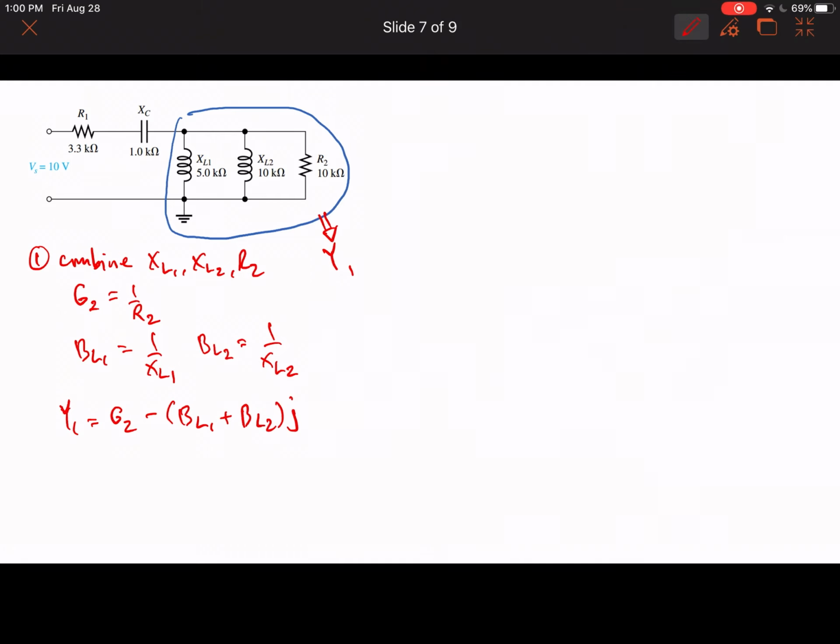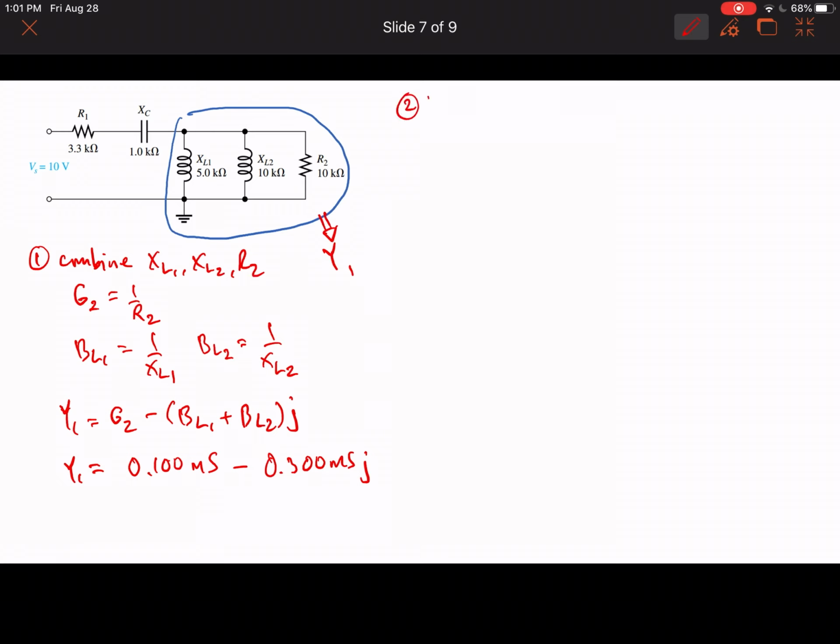Okay, so when we do that, again, you can do that in MATLAB if you wish. So we have 0.100 millisiemens minus 0.300 millisiemens J. So that's our Y1. Okay, and in order to combine that with R1 and XC, we need to take the reciprocal of Y1.